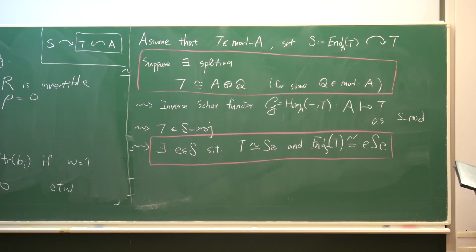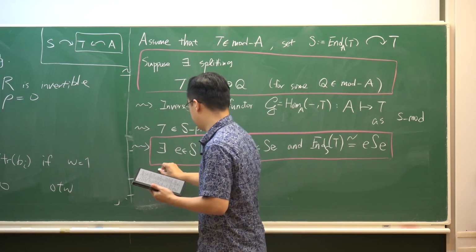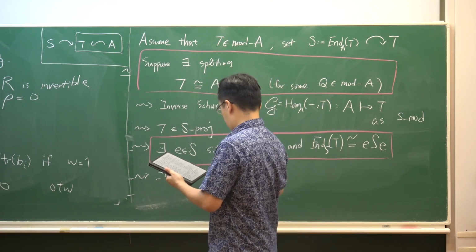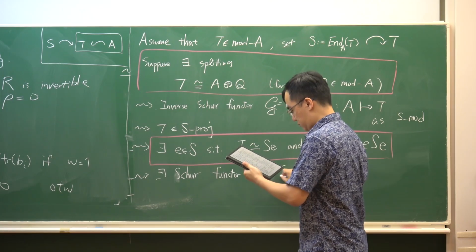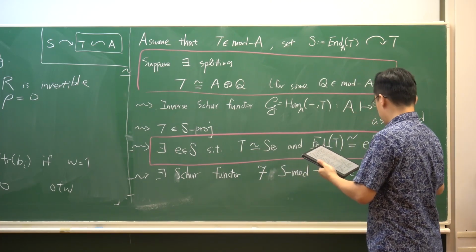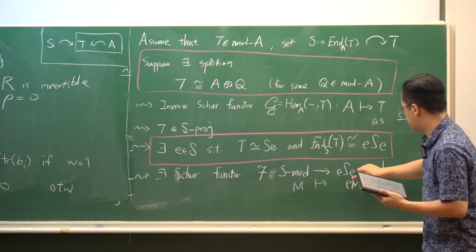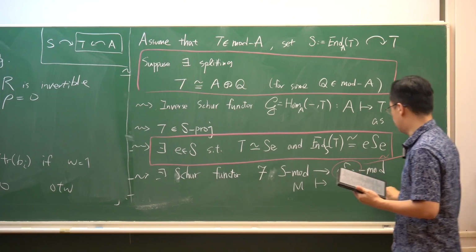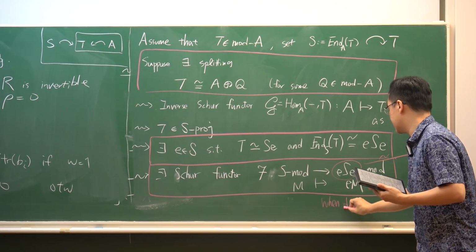So this is the second level of a Schur-Weyl duality, that you have an idempotent, which is usually hard to construct. And then the third level is you can now get a Schur functor that goes from S module to ESE module for free, but you want to identify this with A. So this is the third level, and the question is, when does that happen?